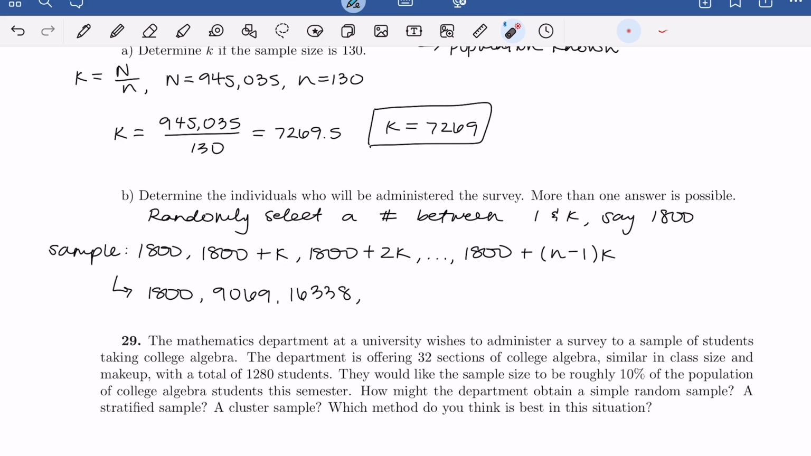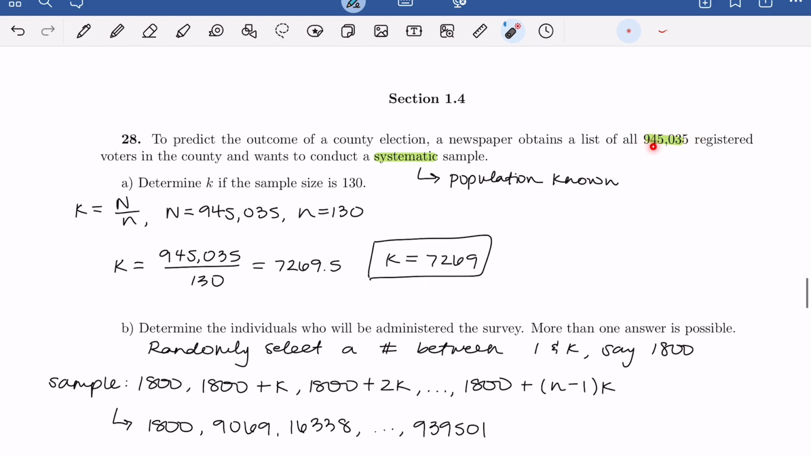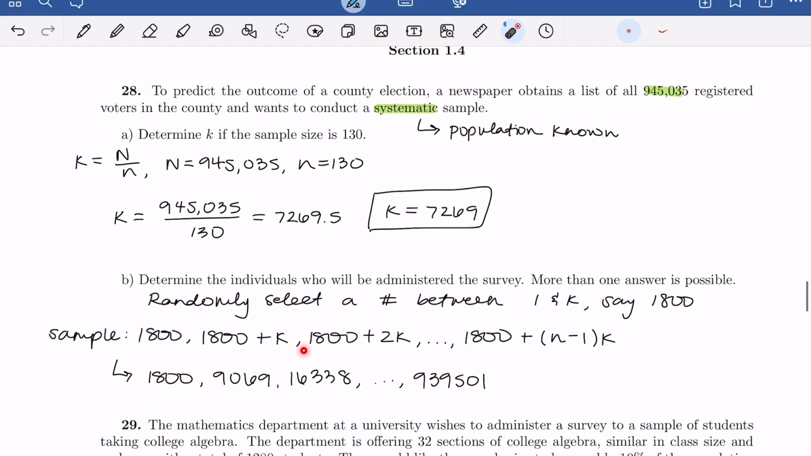We're going to have 1800 plus n minus 1 times K. So this would be 129 times K plus our 1800. We're going to emphasize that with our dots there. This is going to give us 939,501. So this would be the last individual out of this population that is going to be in our systematic sample.